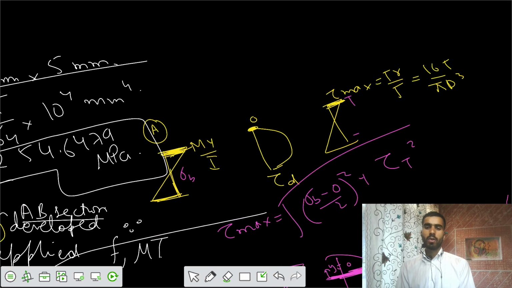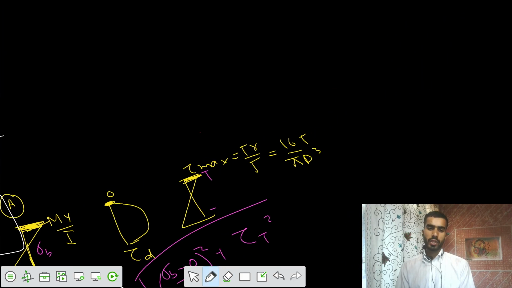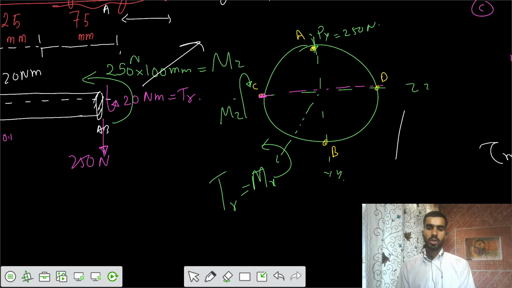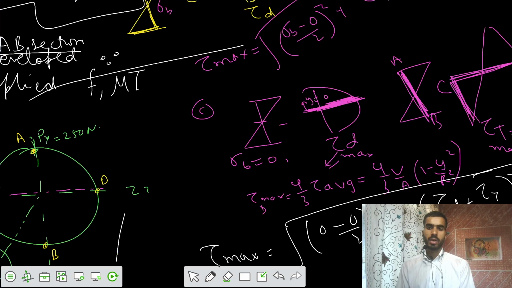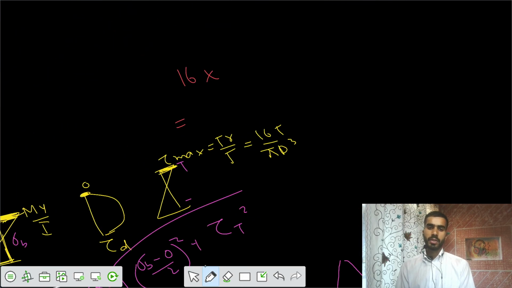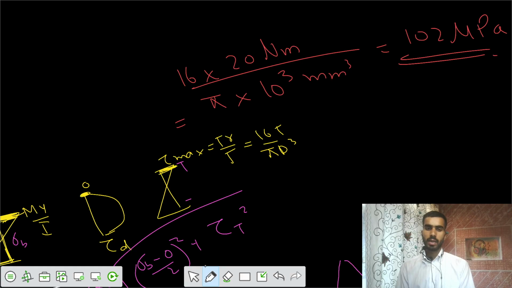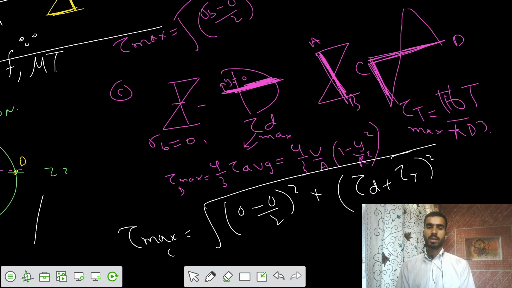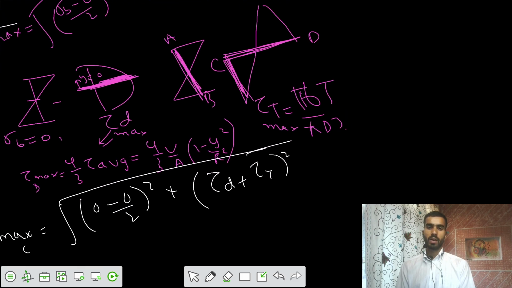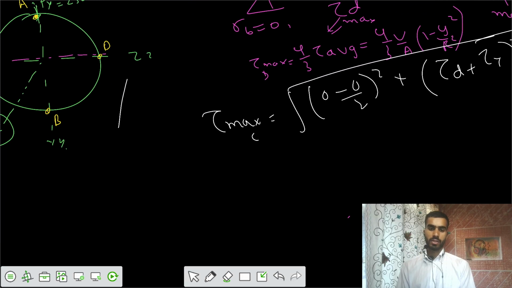Now you want to find the value of tau max because of torsion. That is TR by J, so that is 16 T, and the torque value would be the torsion you applied, that was 20 Newton meter, divided by pi d cube. So you got some value of that direct torsion shear stress, tau t, that equals 102 megapascal.